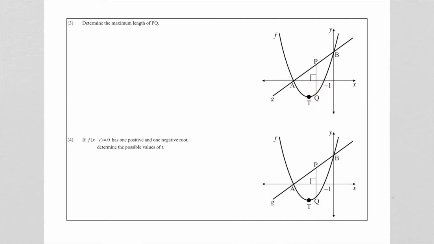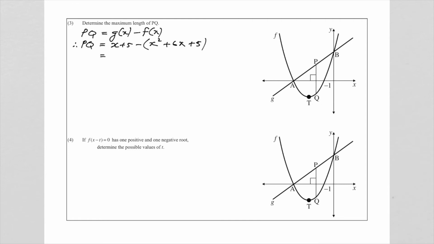So we're going to start off by saying that PQ will be g(x) minus f(x). Important, not f(x) minus g(x), but g(x) minus f(x), for the reason that P is on the straight line, and it's always the top one minus the bottom one. And now we're just going to substitute these two functions because we've got both equations. The straight line is x plus 5, subtract, and please remember to subtract in brackets here. That is x squared plus 6x plus 5.